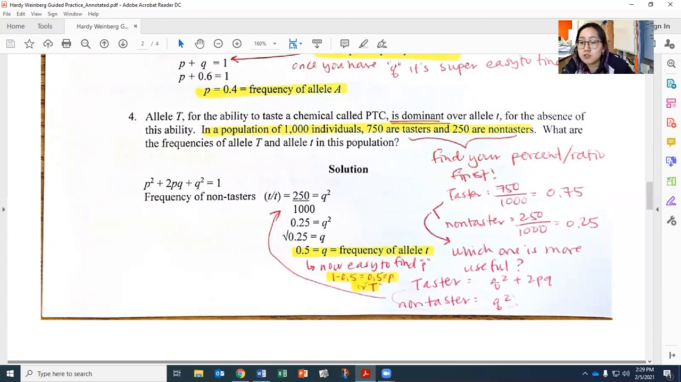Well, we know that tasters are the dominant phenotype. However, the dominant phenotype is going to be P squared plus 2pq, so it's kind of a hassle to work with. On the other hand, the non-taster phenotype automatically is Q squared. So we can actually work directly with Q squared and 0.25. Okay, so over here, 0.25 is Q squared. If you just square root it, you get 0.5 is Q. And now P is super easy to find because 1 minus Q, or 1 minus 0.5 equals P, and that is 0.5.